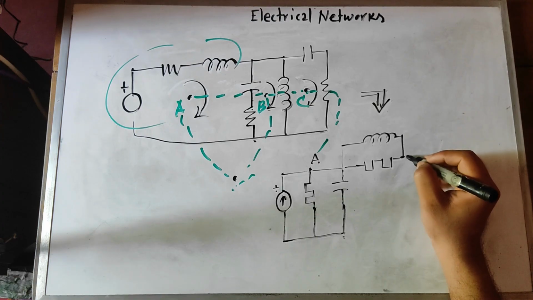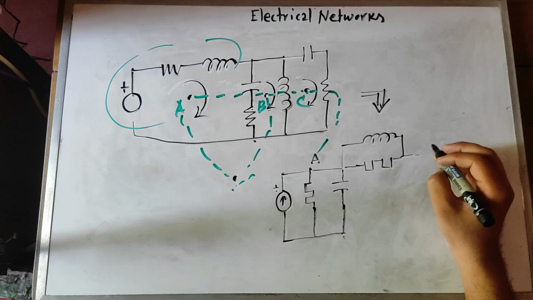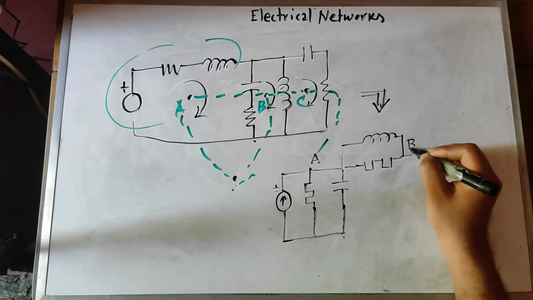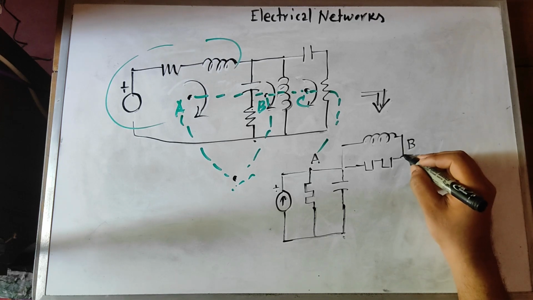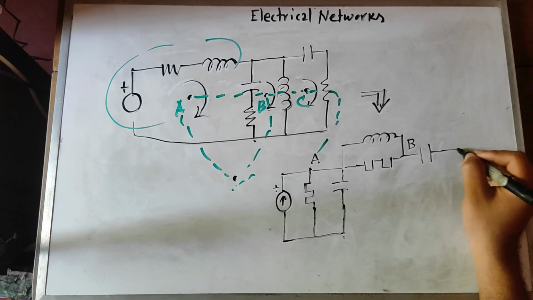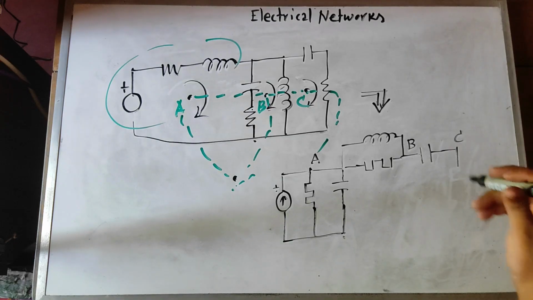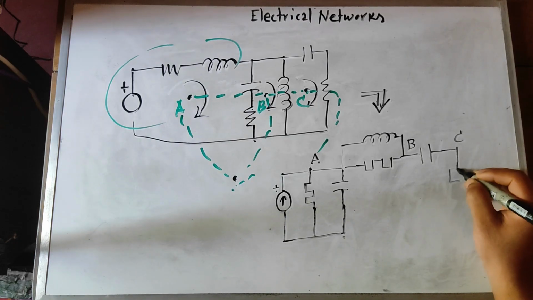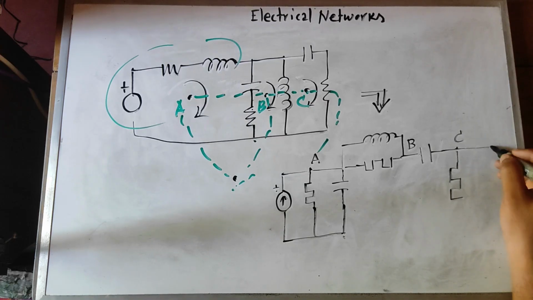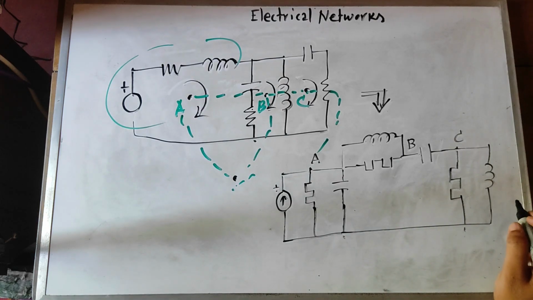Then I have the connection common between B and C node. So this is node B. I have the element common between B and C, which is an inductor. So the dual of inductor is capacitor. So this is basically it. This is the dual network of the corresponding circuit.